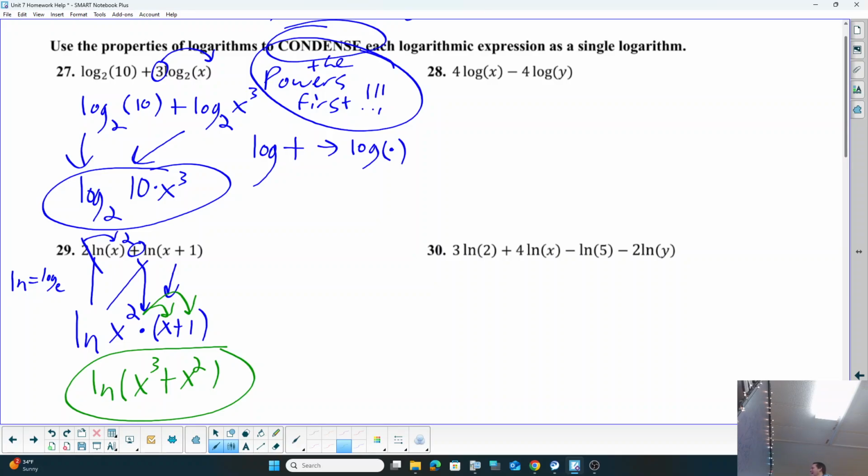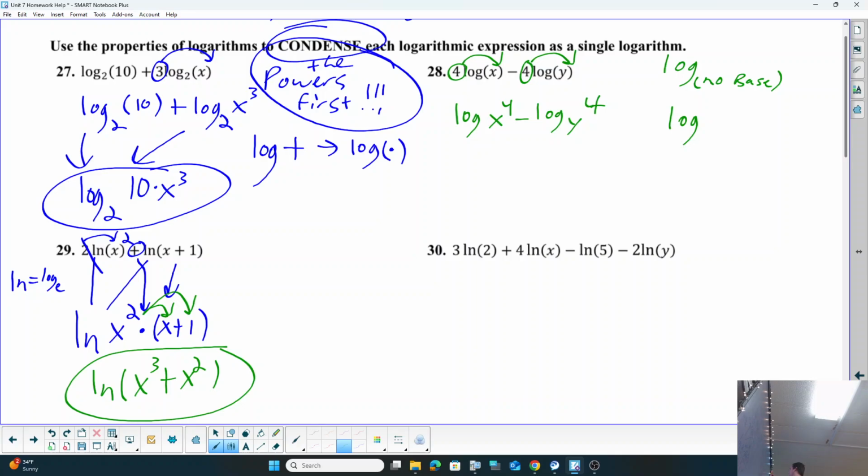So try number 28. I'm going to do 28 because I want you to see a subtraction one. So remember that you take the powers and you put them in front. So that's going to be log x to the 4th power minus log y to the 4th power.